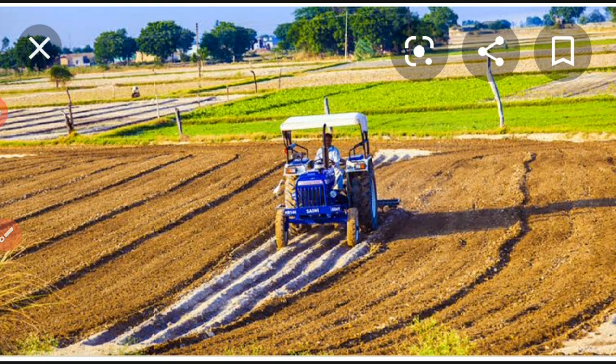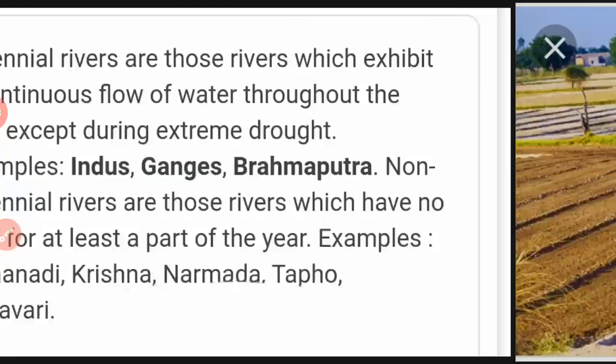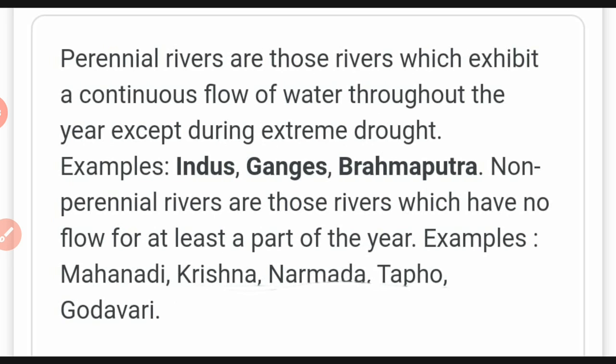The climate is suitable for growing crops throughout the year. Fertile alluvial soil deposited by the rivers coming from the mountains also helps in agriculture. Perennial rivers provide enough water for irrigation, especially during the dry season. Perennial rivers are those rivers which have a continuous flow of water throughout the year except during extreme droughts.